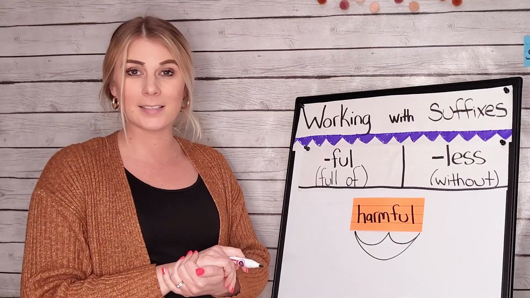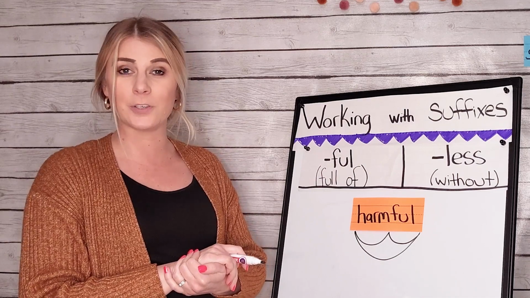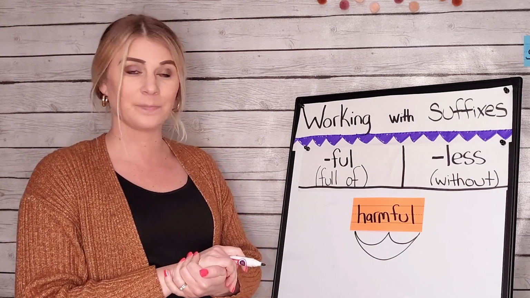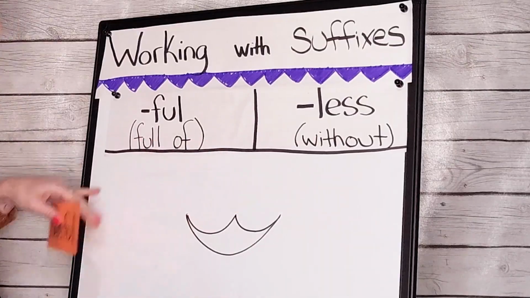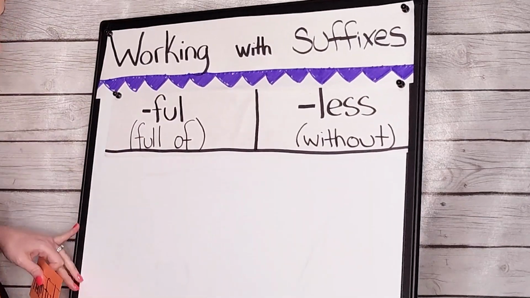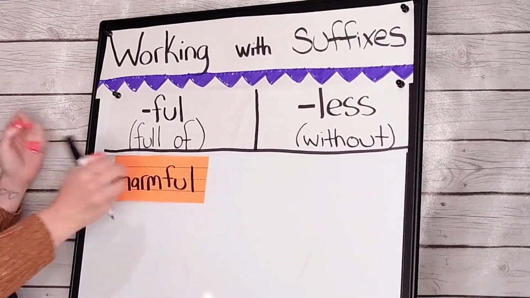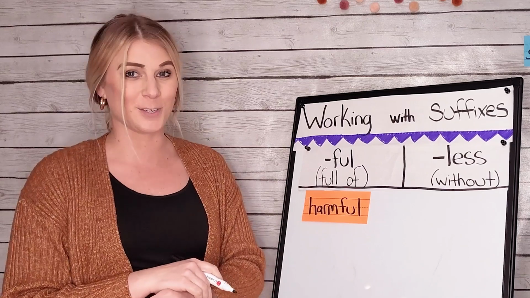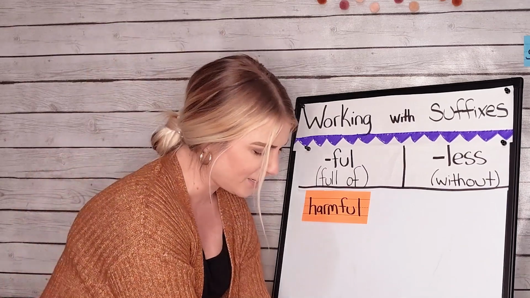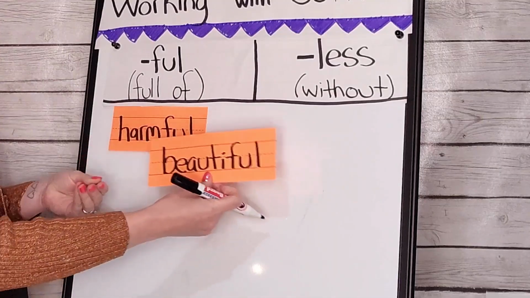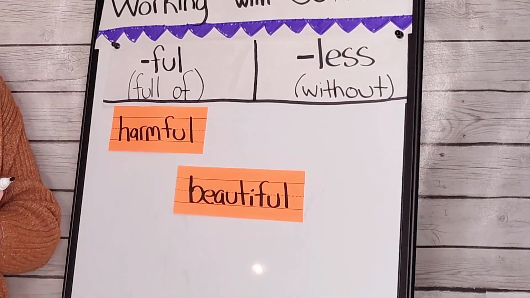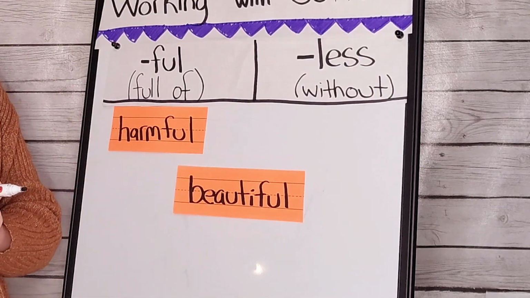Polluting our Great Lakes can be very harmful to the fish and wildlife that live in them. I'm going to put this word in my full column because I see the suffix full. Readers, are you ready to try another word with me? Here we go. Here's our next word. Let's loop and swoop this word so that we can read it together.